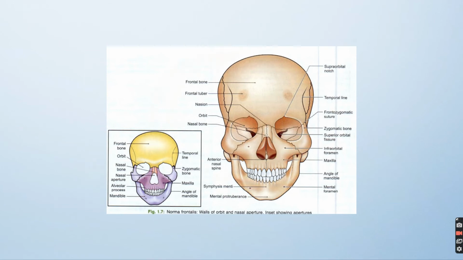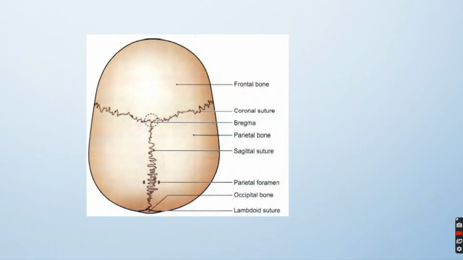So now we'll be dealing with each norma in detail. And the first norma that I'm going to deal with here is norma verticalis. For norma verticalis, first we'll be seeing the sutures, some of the features, and one important clinical anatomy point. So first we'll be dealing with sutures.